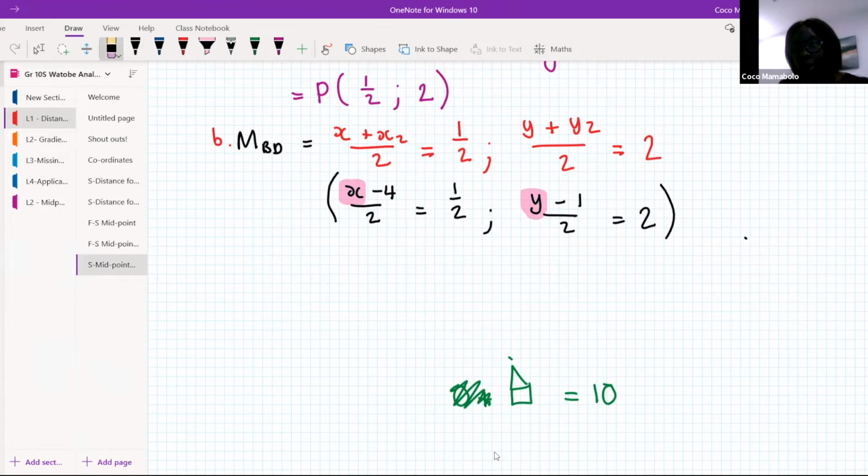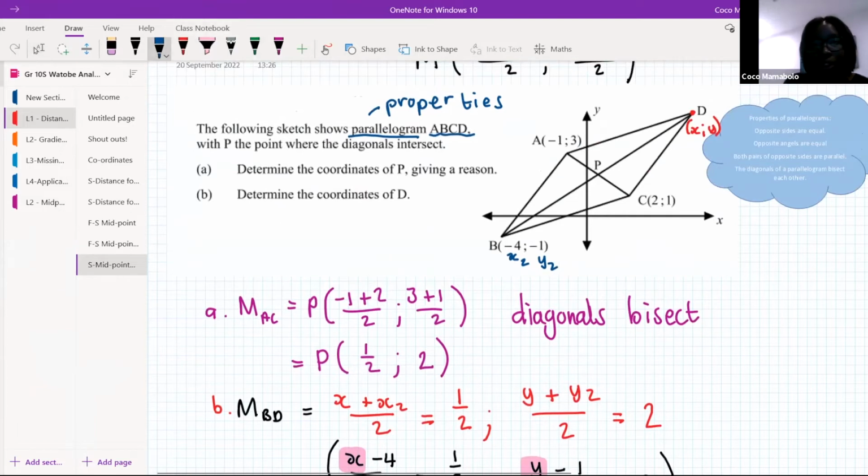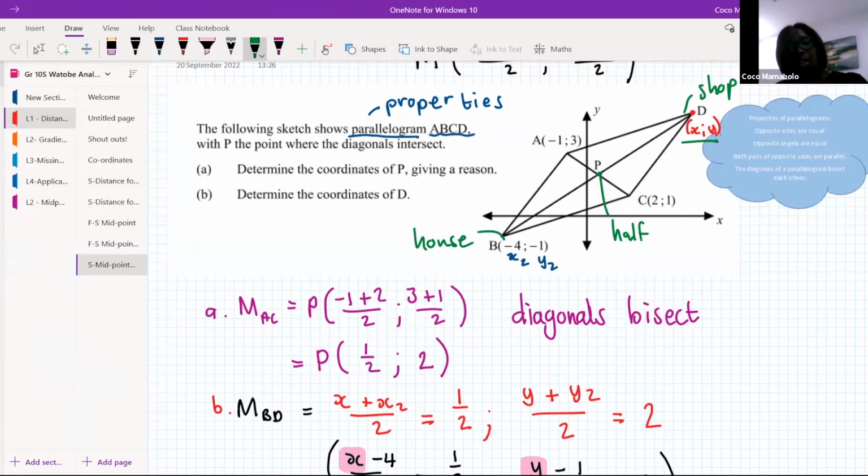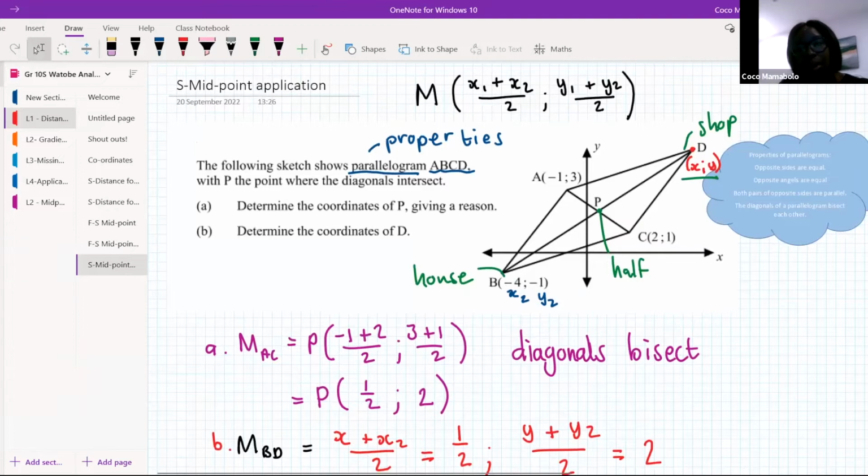Okay, let's look at the question again. Now I know that if this is my house, and this is the shop, I don't know how far the shop is, but I know what halfway is. So if I want to find the distance to the shop, what I need to use is the midpoint formula and make my X and my Y the unknown. My shop is the unknown. And that's why I'm making them equal to my halfway point.